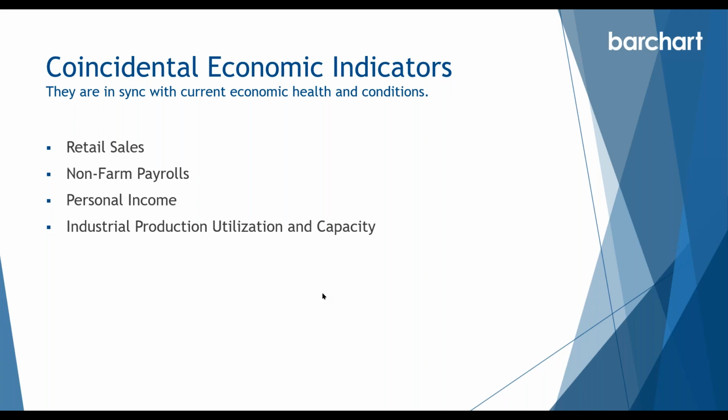Non-farm payrolls, again, these are in the economic indicators that we get constantly. Personal income, industrial production and utilization capacity. This one in recent weeks, recent months has actually started to turn down. So again, coincidental economic indicators kind of telling us that the economy is slowing.